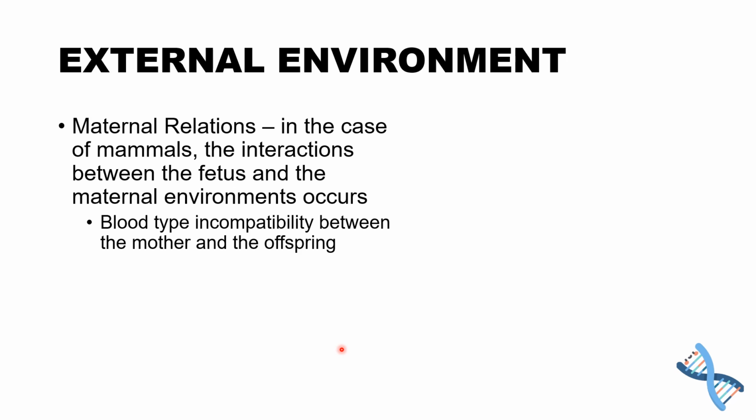Now, maternal relation. When we say maternal relation, this is the interaction between the blood type of the mother and the baby, which may lead to phenotypic changes in the baby. In the case of mammals, the interaction between the fetus and the maternal environment occurs. So, the blood type incompatibility between the mother and the offspring that I mentioned.